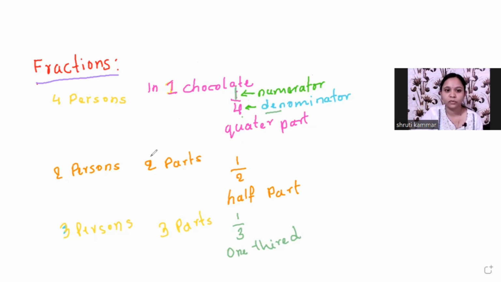If I want to divide that same chocolate among 2 persons, then I make that chocolate 2 parts. Each one of them gets 1 part. This is the numerator, this is the denominator. Each one of them gets half part of the chocolate. Among 3 persons, each one of them gets 1/3 of the chocolate. So, in simple words, the number above the divider line is called the numerator. The number below the divider line is called the denominator.